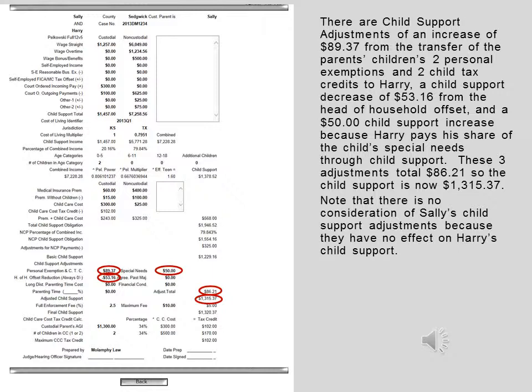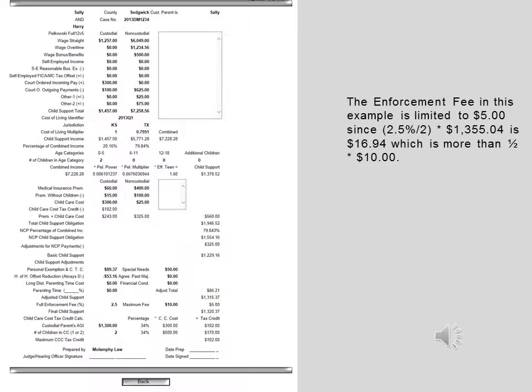Note that there is no consideration of Sally's child support adjustments because they have no effect on Harry's child support. The enforcement fee in this example is limited to $5, since 2.5% divided by 2 times $1,355.04 is $16.94, which is more than half times $10.